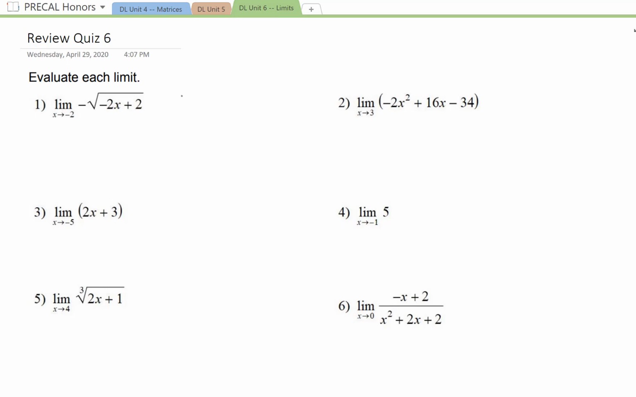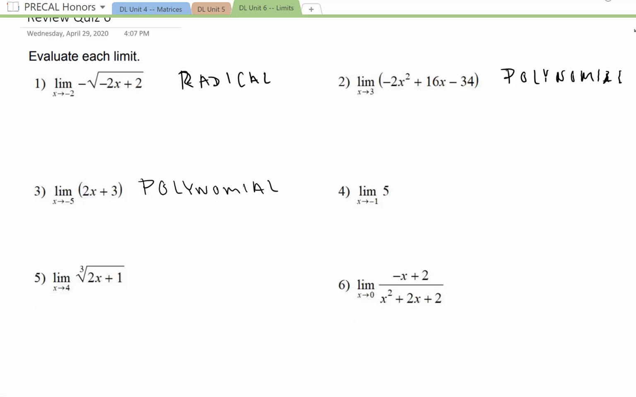Here we have a radical or root function. Then we have a polynomial, quadratic. Here is another polynomial, constant, which is a type of polynomial. Another radical or root function, and rational function.